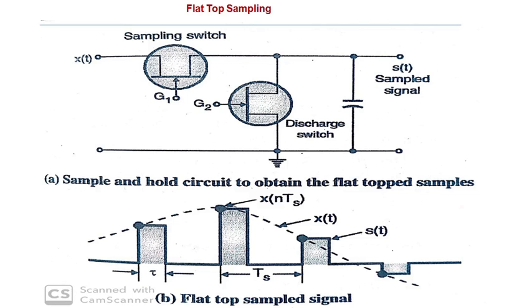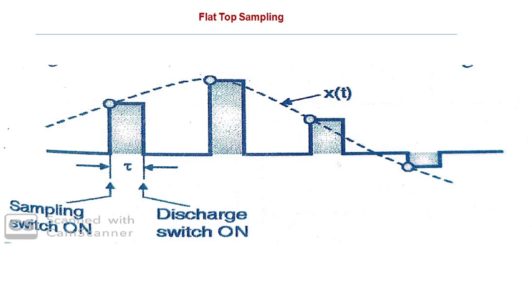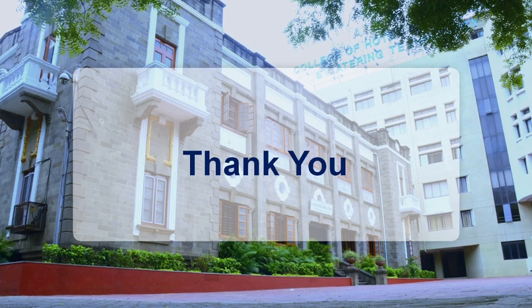Then we go for the next type, that is flat top sampling. The name itself indicates the flat top. In flat top sampling, if you look here, the tops of these pulses are flat. A sample and hold circuit is used for the generation of flat top sampling. So these are the two types of pulse amplitude modulated signal, natural sampling and flat top sampling. Here also you can see the waveform of flat top sampling.